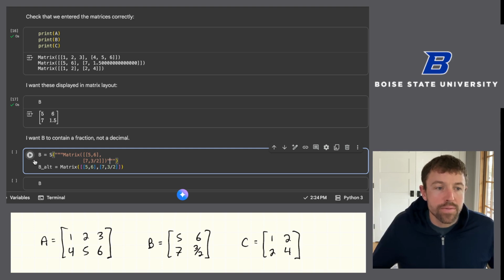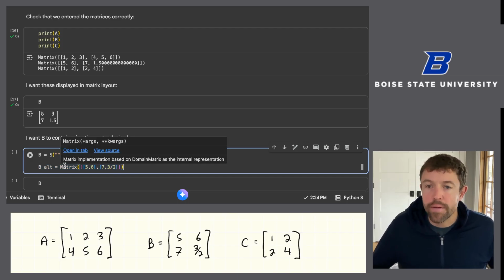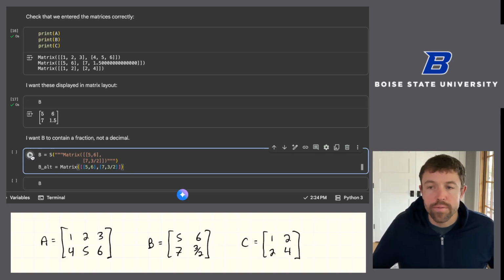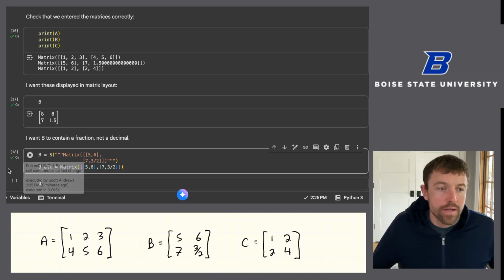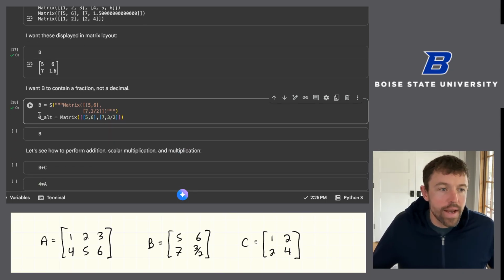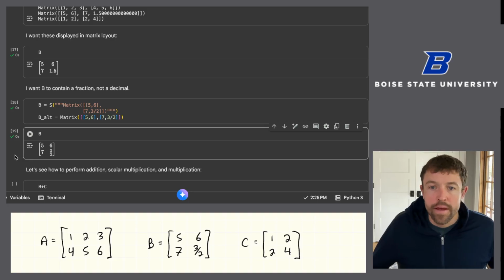And so if I type it this way, and I left this here, I don't think I even used this in the video, but B alt, I just wanted, in case you want to compare things between what happens with B entered this way and what happens when you enter it just without the S command, you can use that. And so now if I look at this matrix B, I get 3/2 there.